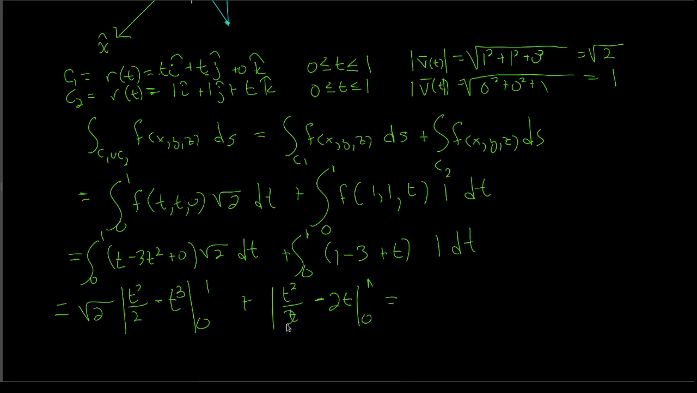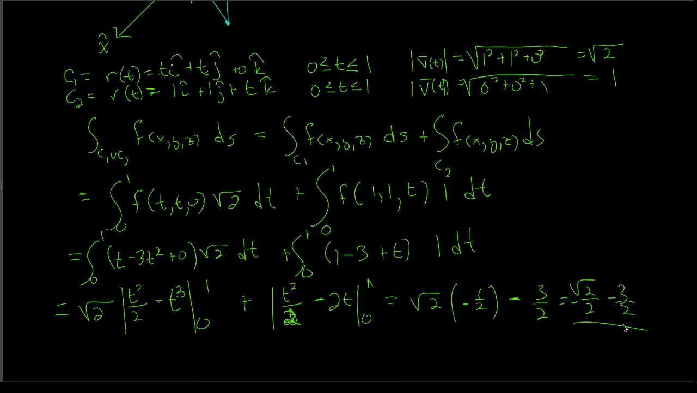Or t squared over 2. Sorry. And so we do this evaluation here. We're going to get root 2 times negative 1/2, minus 1/2 minus 2, which is minus 3/2. And so this is root 2 over 2 negative, minus 3/2.